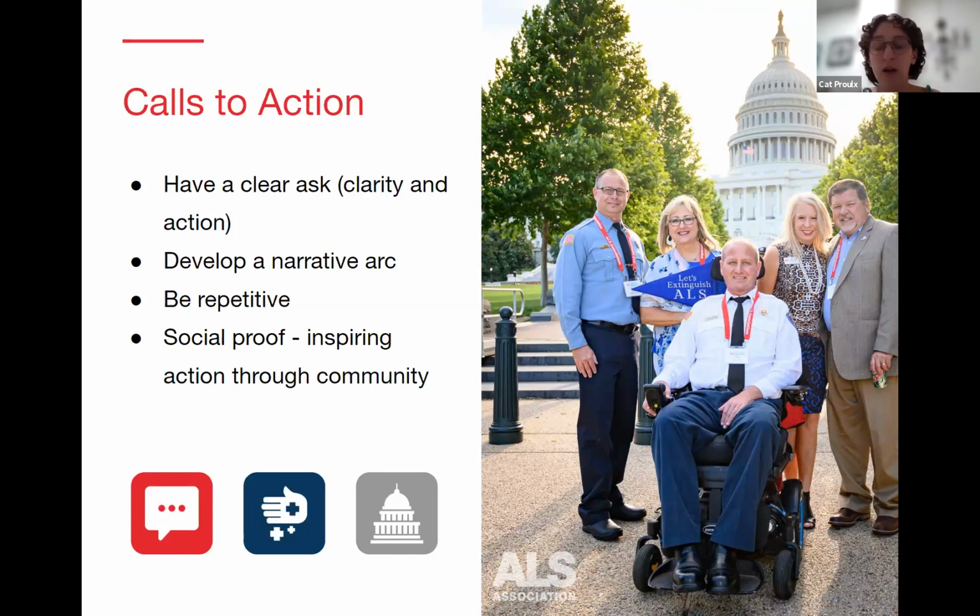And then social proof, showing that it's not just you. There is a community of people that are advocating for this issue. There's a community of people that are impacted by this issue.